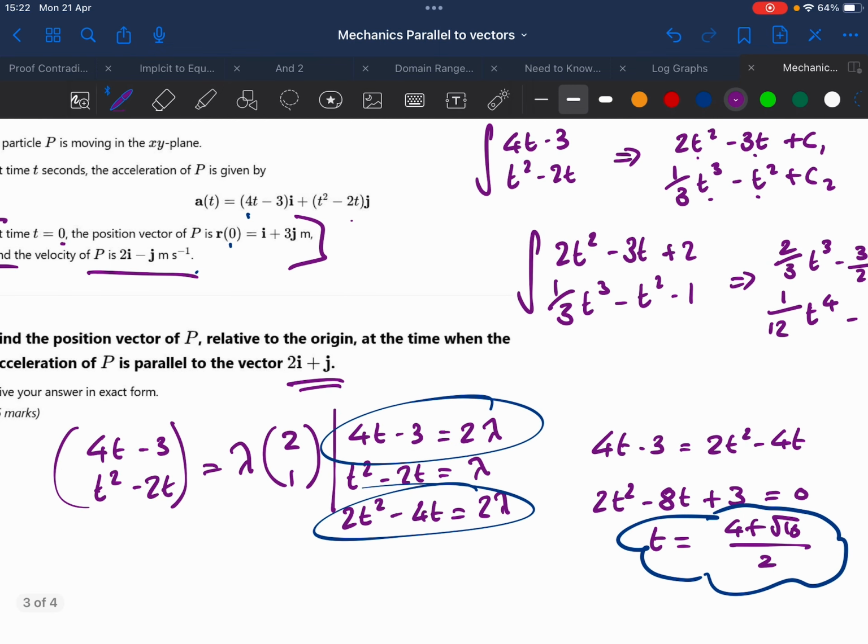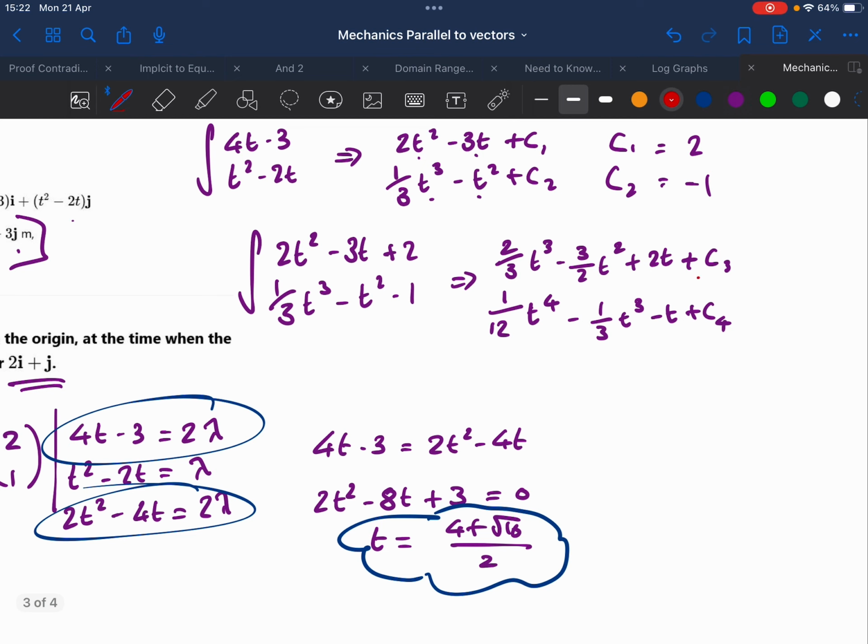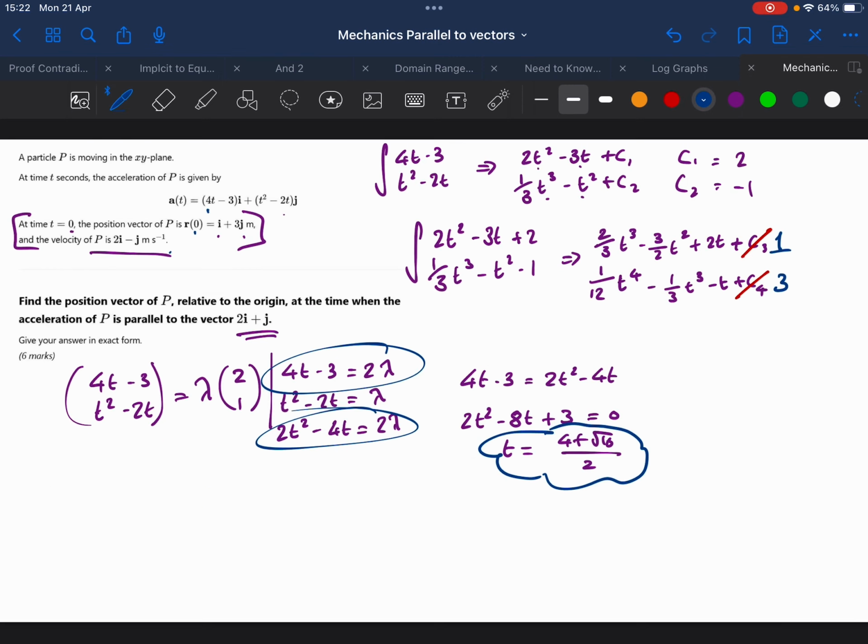Do we do the same thing here? Yes, at time 0, it's a 1 and a 3. So we could just put those numbers in there straight away. A 1 and a 3. Okay, and what's the actual question? So find the position vector. Right, perfect. So all we would do now to finish off in this situation is we would just plug our t in there and we would have our final answer.